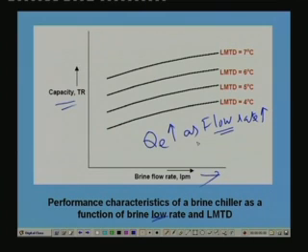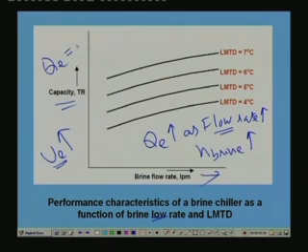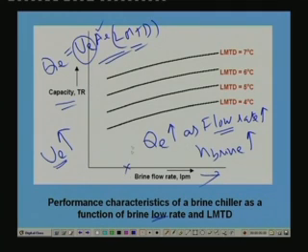Why does the capacity increase? Because as the flow rate increases, the heat transfer coefficient on the brine side increases. H brine increases as the flow rate increases. Once H brine increases, the overall heat transfer coefficient of the evaporator increases. Since you are keeping the LMTD constant, obviously your QE increases, because QE is equal to UE AE into LMTD for the brine chiller. LMTD is constant, AE is constant, UE is increasing, so obviously capacity increases. Similarly, using this equation, it can be easily shown that at a given brine flow rate, as the LMTD increases, the capacity increases. So this is easy to understand.